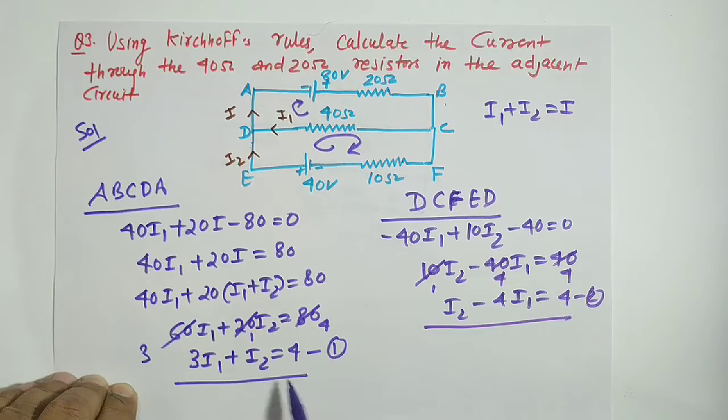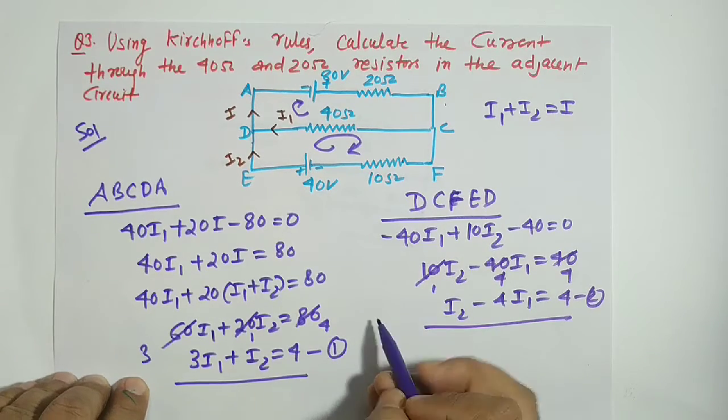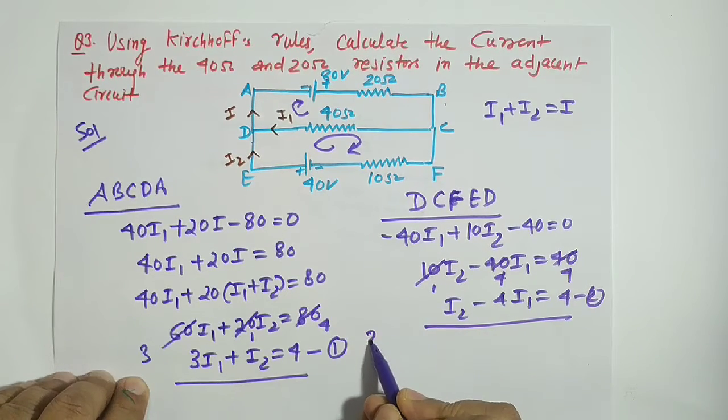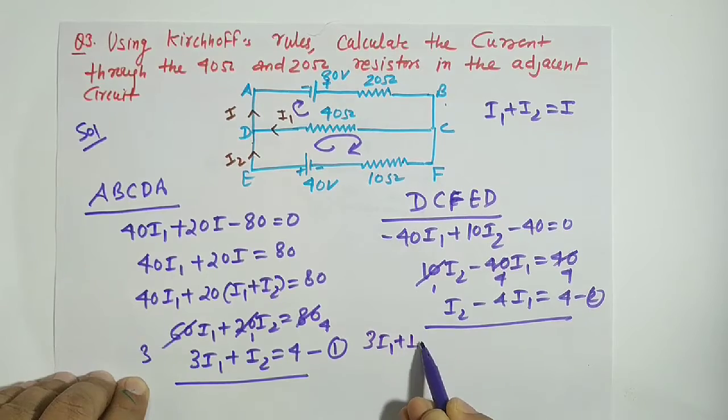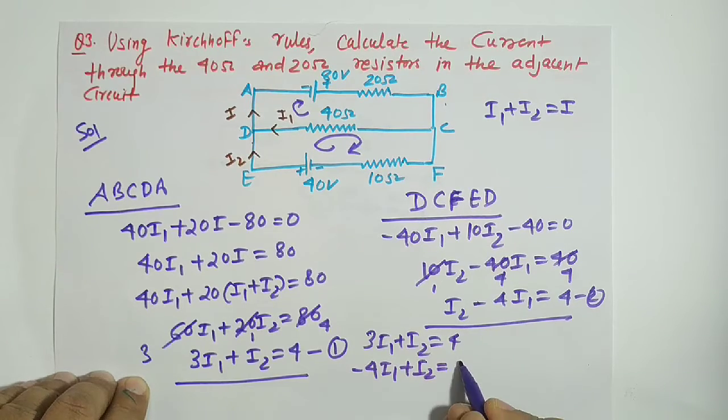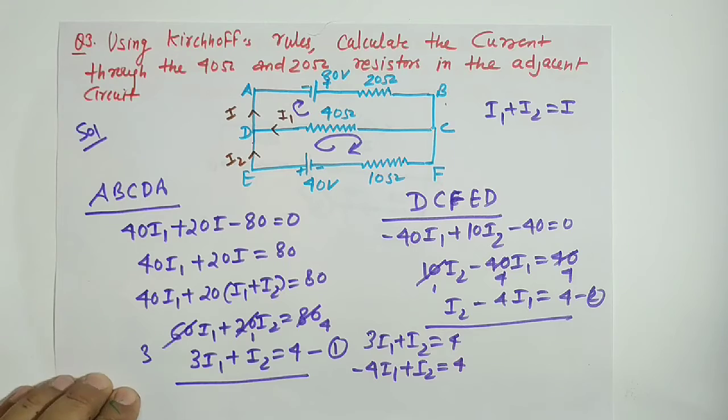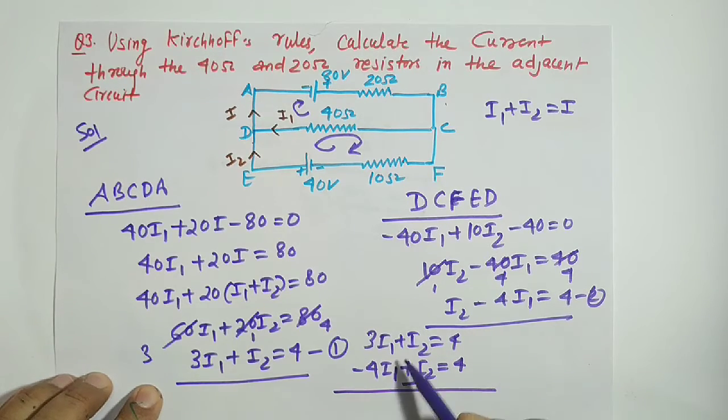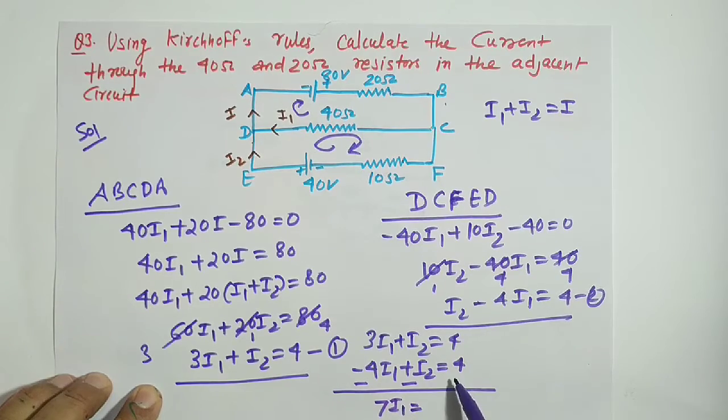Now you have to solve them. You can solve both the equations. 3 I1 plus I2 equal to 4. And this equation is minus 4 I1 plus I2 equal to 4. Got it? So we will solve it. And when we solve it, we subtract. Okay. So it will be 7 I1. Are you getting it? And it will be 0. So I1 we got 0.